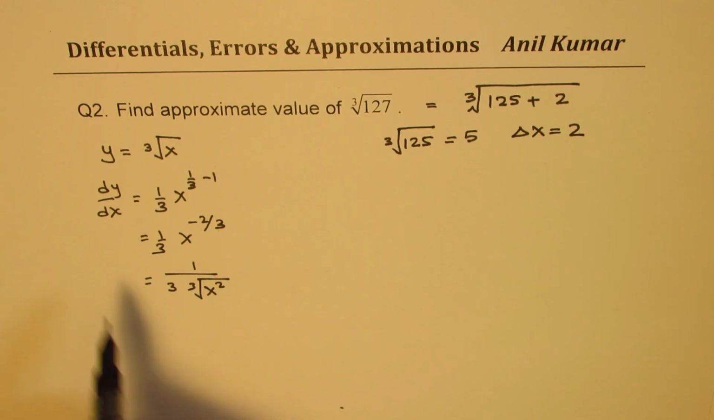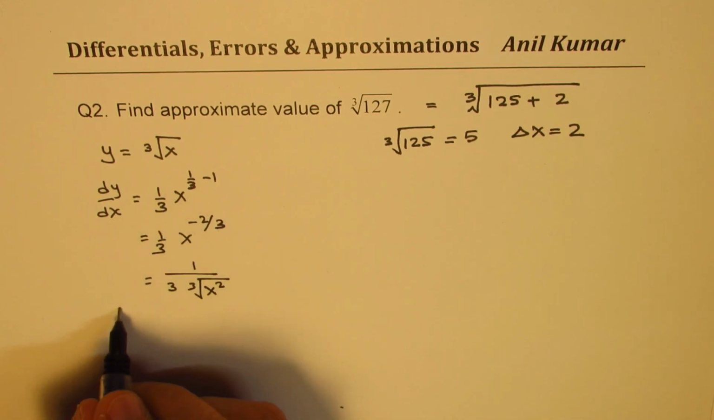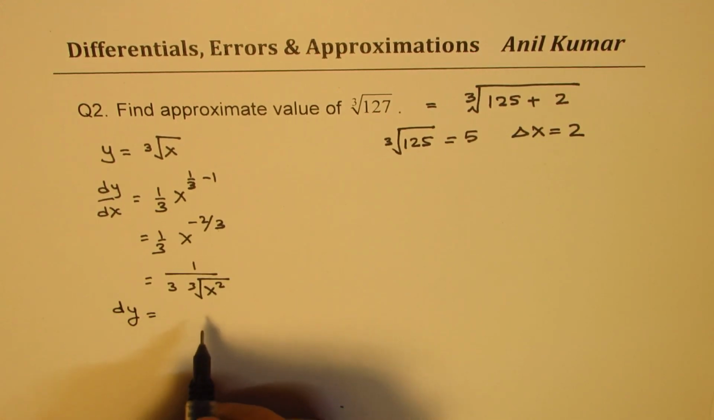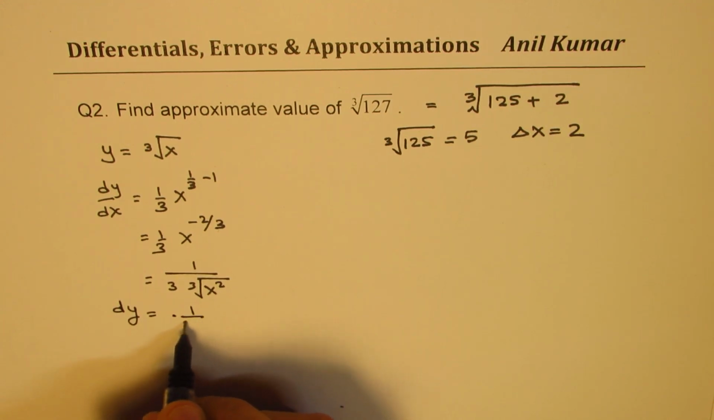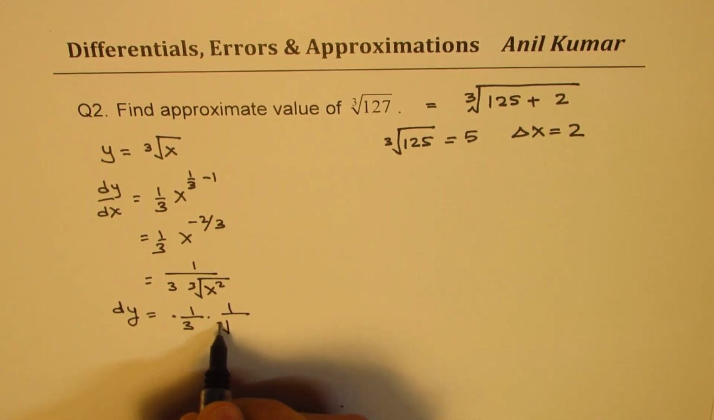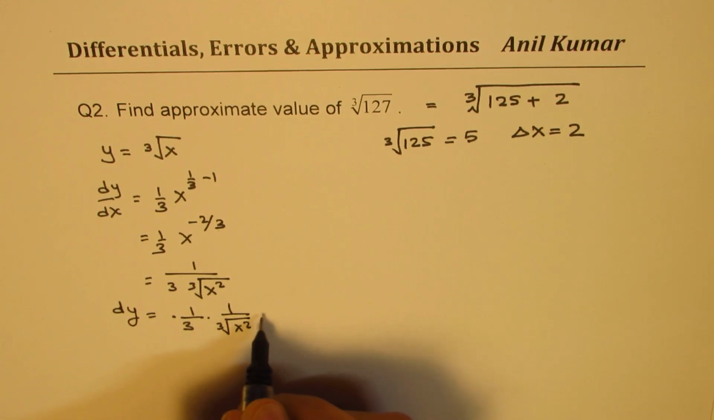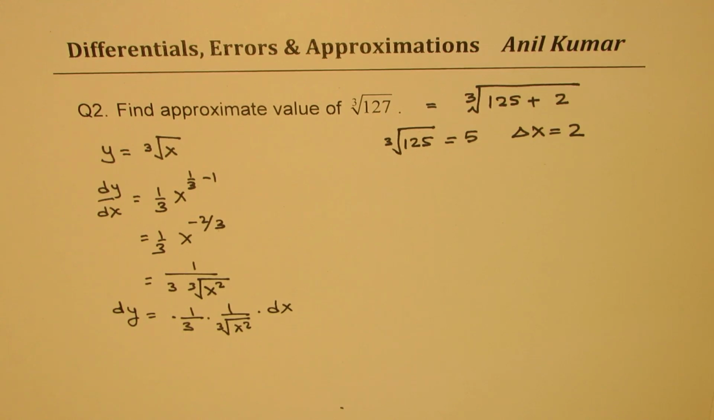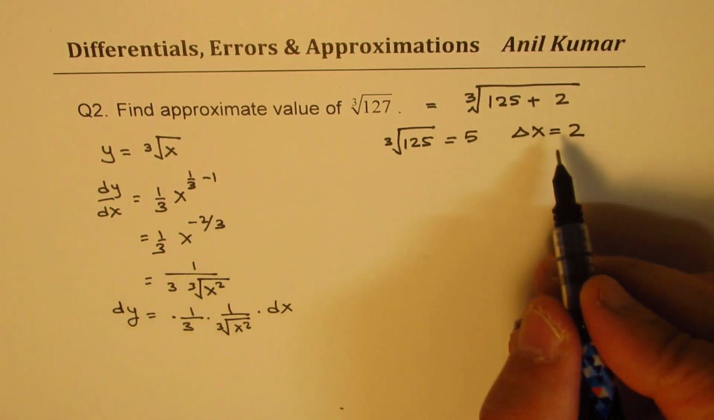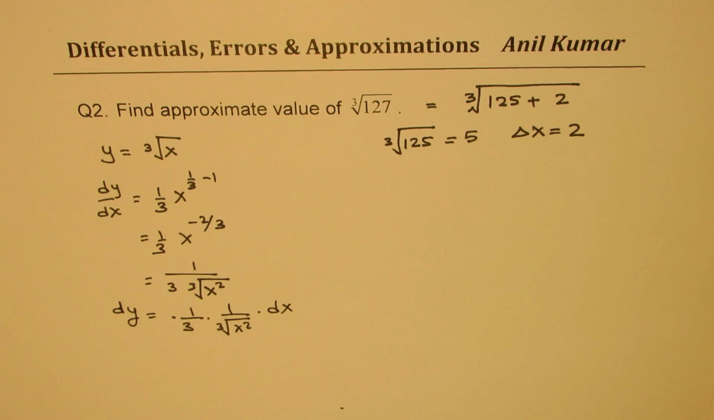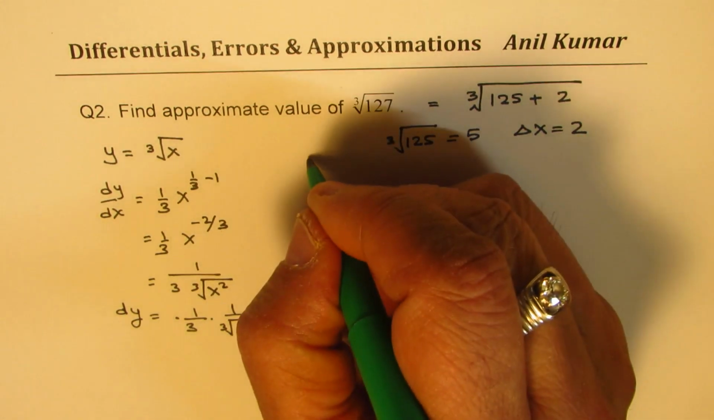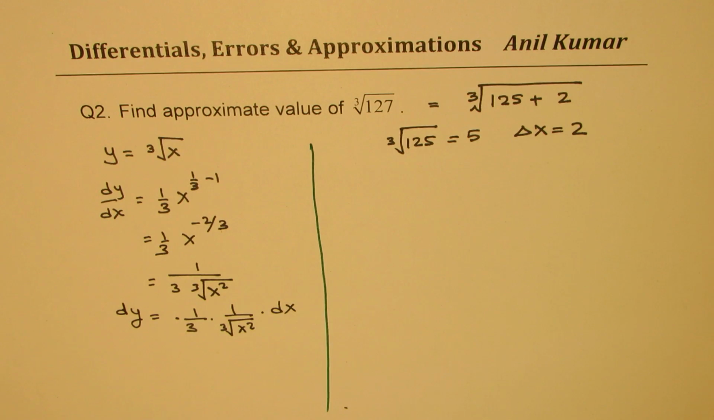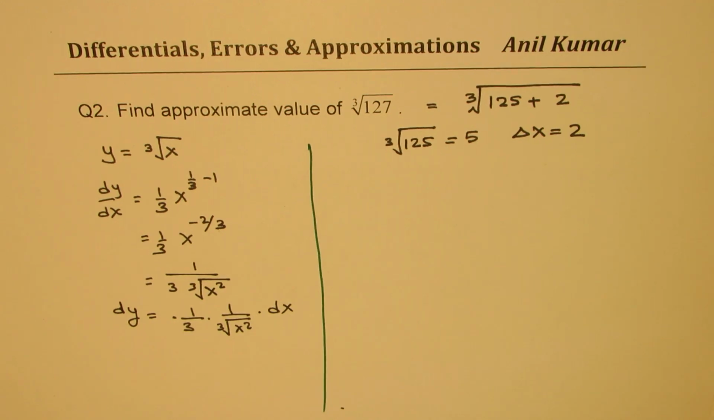Correct? So from here, we can always write that the change in y is basically equal to 1 over 3 times 1 over the cube root of x squared, times the change in x. Correct? The approximation is because we are just taking this value, which is 2, which is not approaching, which is not very close to 0, right? So there is a huge change in the value. Correct? So that is how you get the changed value of y.